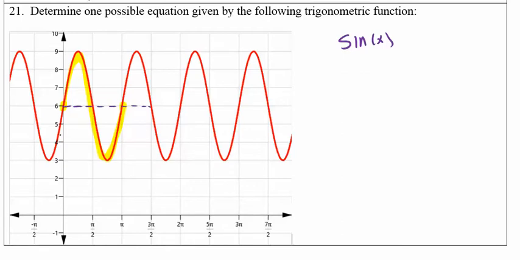Then from there, I'm going to go ahead and draw the midline, okay? And the midline means I've been pushed up how many units? That's been pushed up 6 units. So I know I'm going to have the sine of x and then a plus 6 somewhere along the line. Or the 6 could also be in the front.